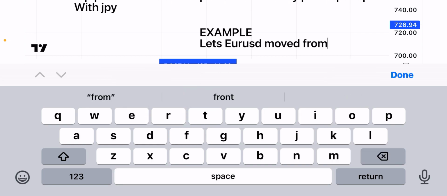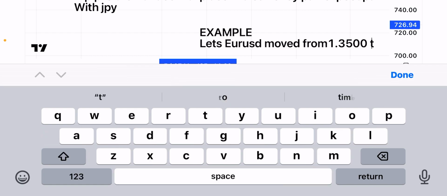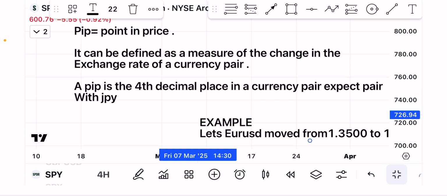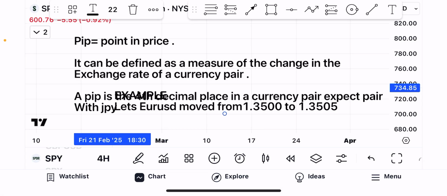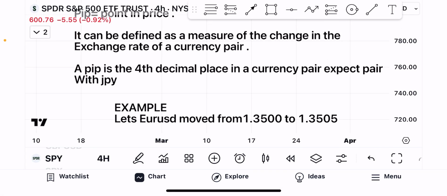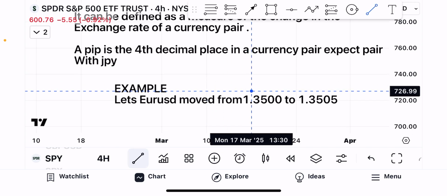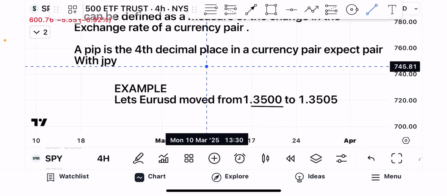From which number will I use now? I need a simplified number. Okay, let me use 1.3500. This is the current price. We want to know, to 1.3505, how much EURUSD moved from this price to this price.